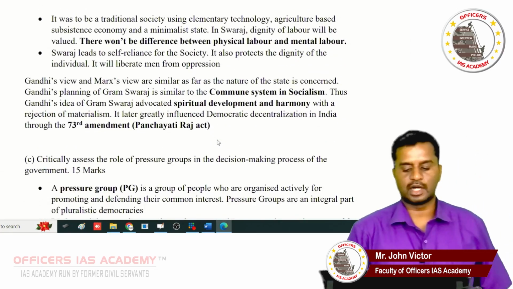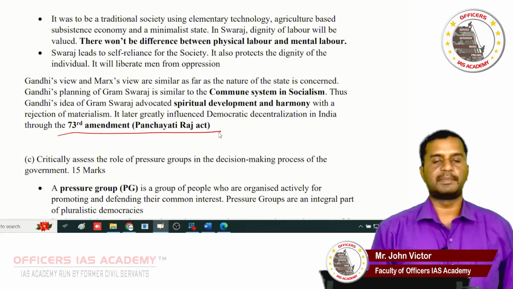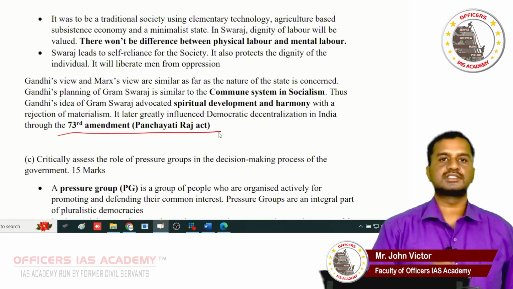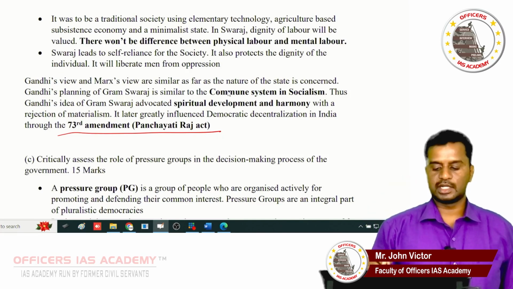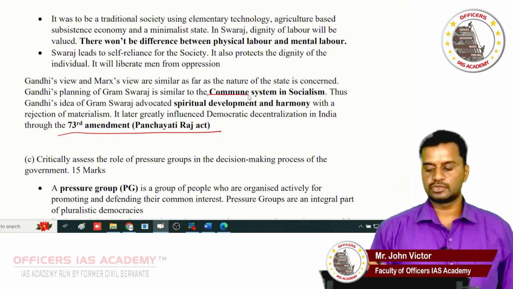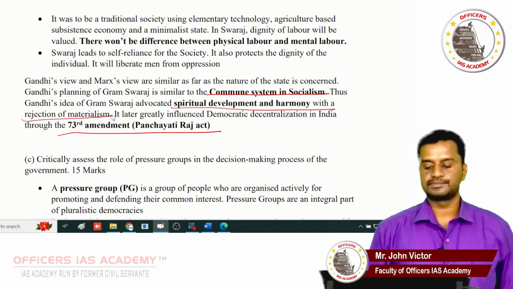Gandhi's concept of Gram Swaraj forms the basis of the 73rd Amendment, which led to the Panchayati Raj system in India. Mention this. Make your answer rich. Correlate: it is similar to the commune system mentioned in socialism. Gandhi advocated spiritual development and harmony with a rejection of materialism.